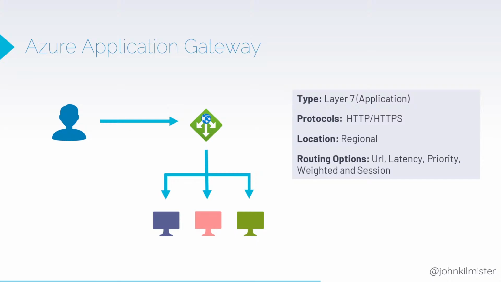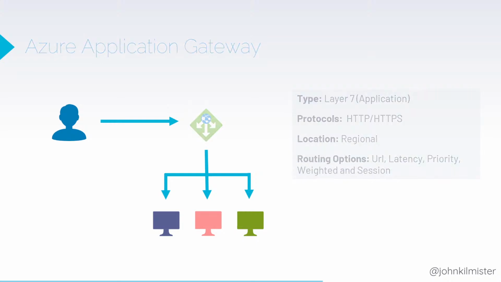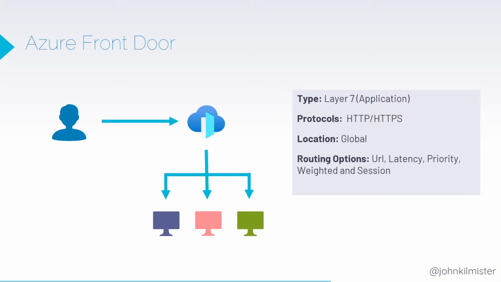Because we are looking inside at the actual requests, we've got many more routing options. We've got URL, we've got latency, and we've also got weighted and session and a couple of other options as well. The fourth option is Azure Front Door. This is also a layer 7 load balancer, so again working with HTTP and HTTPS, and we have all the same routing options, plus actually a few more. However, this time it is global, so it's going to sit outside an Azure region, making it highly redundant. It also offers additional features which we'll look at in a bit more detail later.